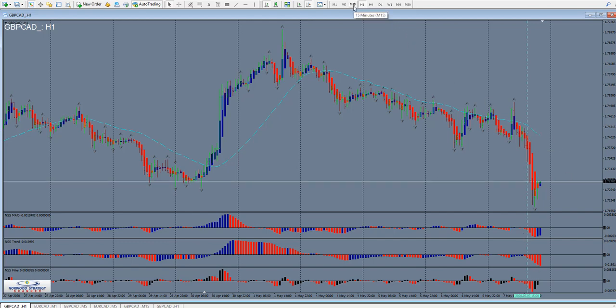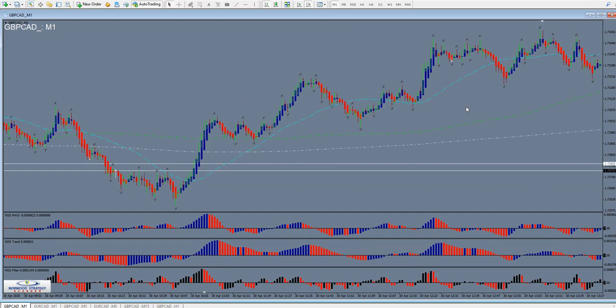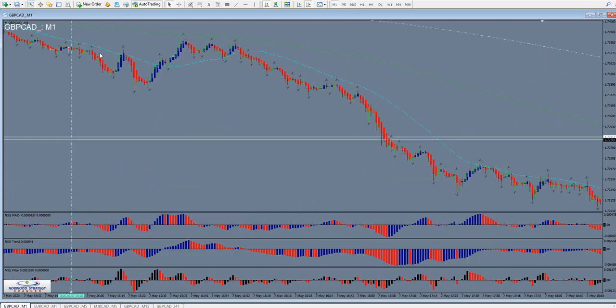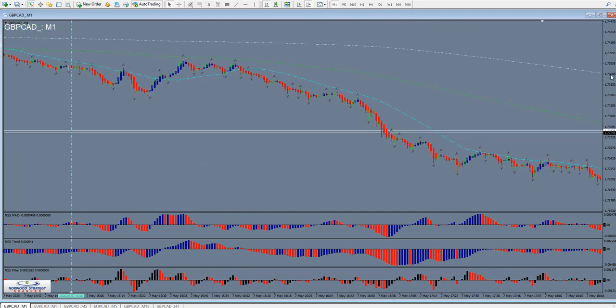Then I go to the 1 minute. Now, why am I going from the 1 hour to the 1 minute? There's a specific reason that I want to show you. We're looking for one specific thing. I'm not worried about bars or colors or anything. I'm looking for the pattern. The pattern is the 3 moving averages in that order.